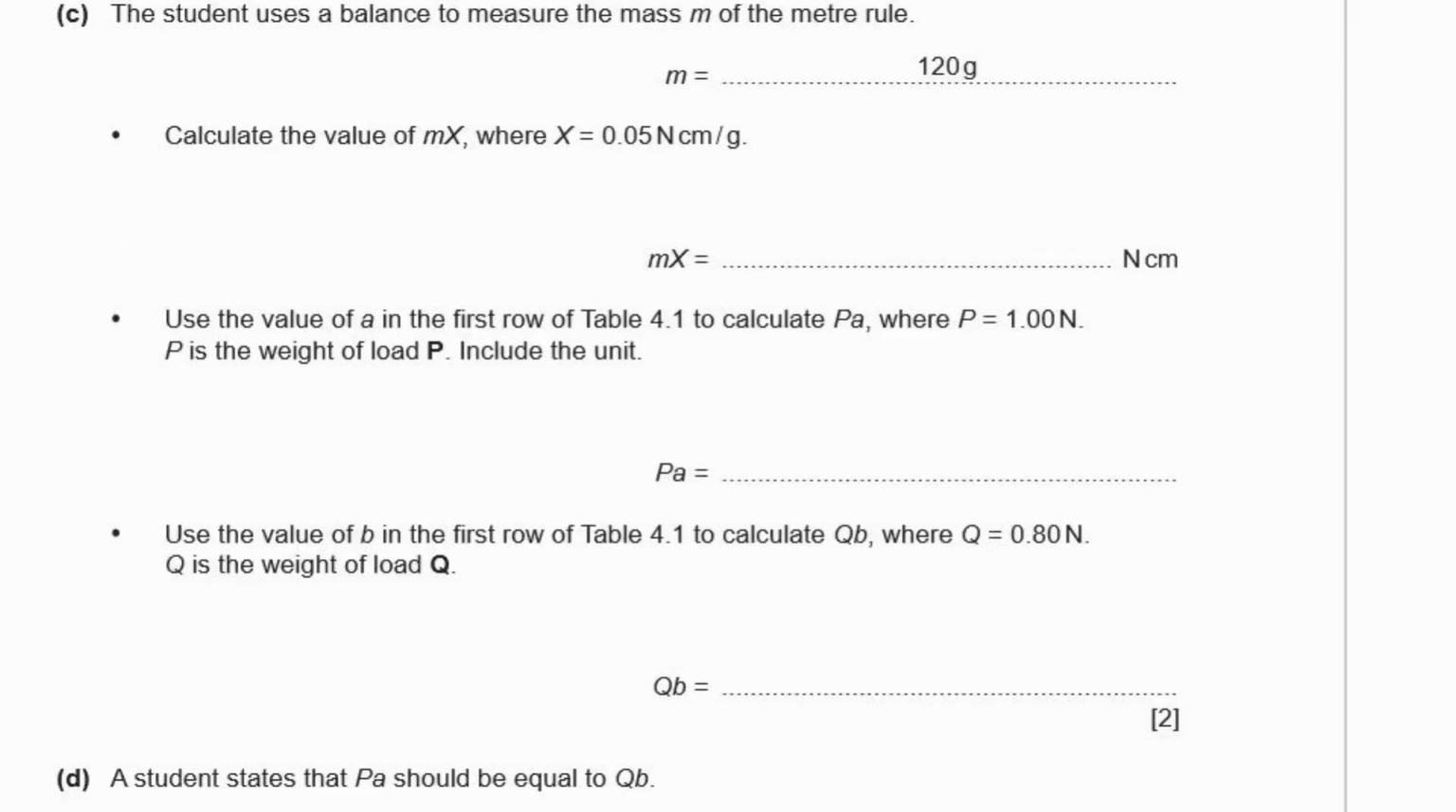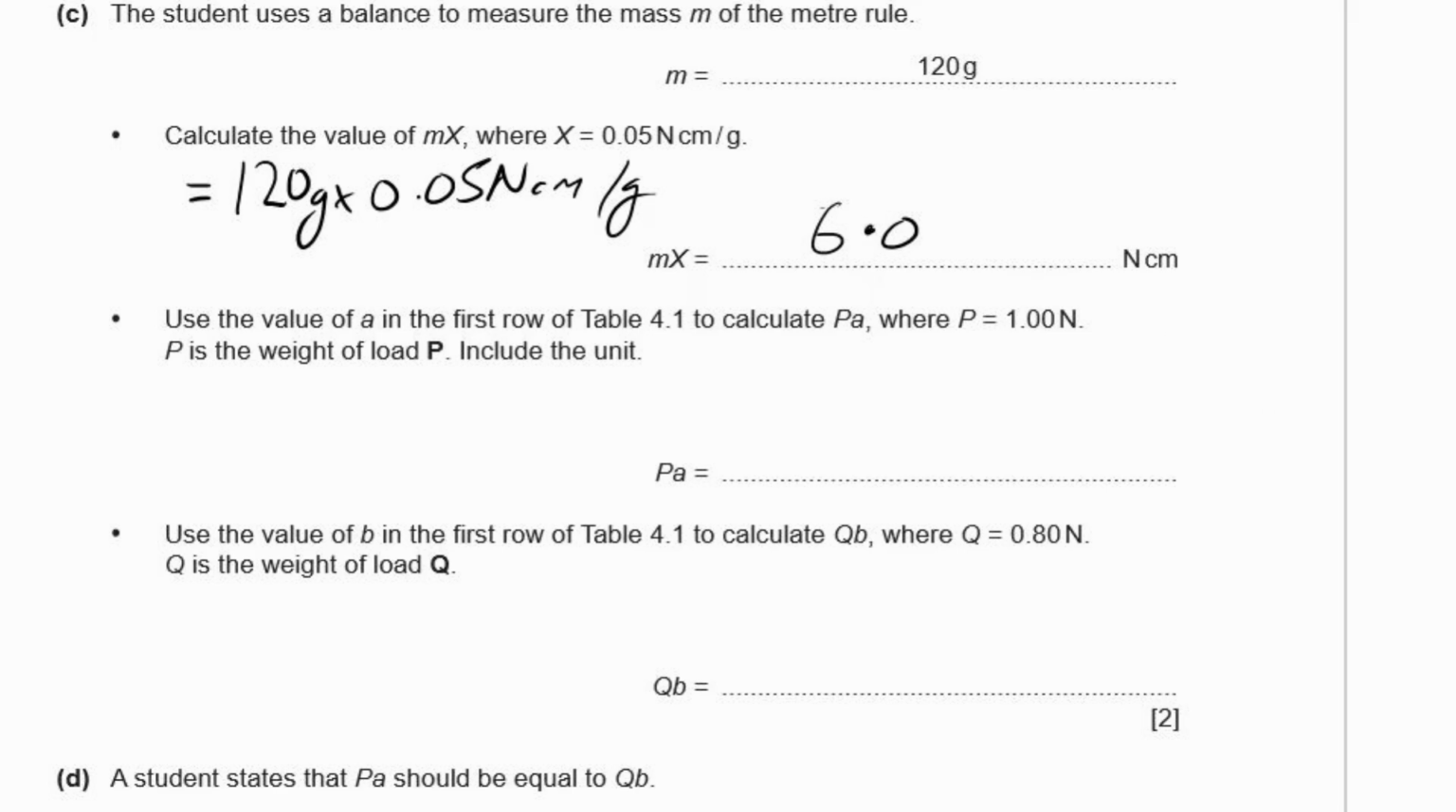C. The student uses a balance to measure the mass m of the meter rule, and it's 120 grams. Calculate the value of m times x, where x is 0.05 Newton centimetres per gram. Alright, so what it's asking us to do is multiply those two out. So we're finding the value of mx, which is just 120 grams multiplied by 0.05 Newton centimetres per gram. And that gives the answer of 6.0 Newton centimetres.